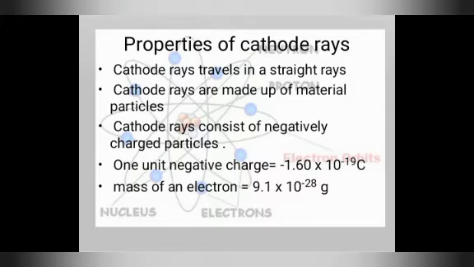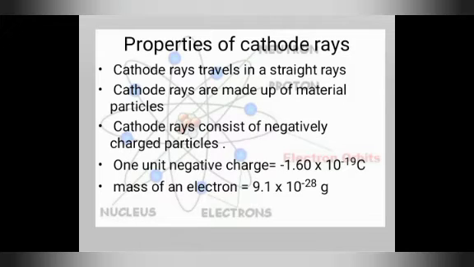Suppose in this discharge tube he placed a light paddle wheel inside, in between the path of this cathode ray. It starts rotating, and this shows that the cathode ray consists of material particles, which are only continuously moving.